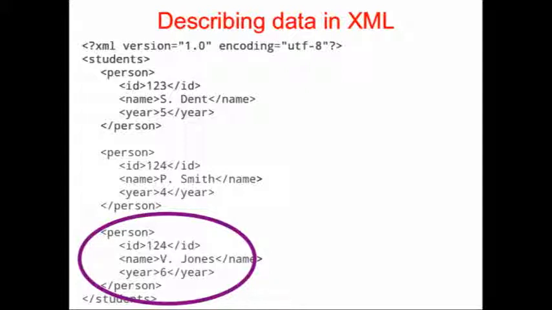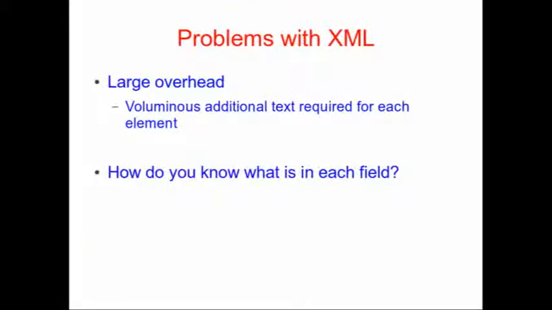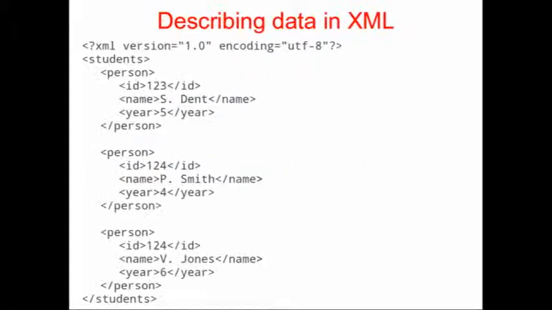This table also represents two problems with XML. The biggest criticism of XML is that it has a very large overhead. It requires a lot of additional text for each element in the field. Just taking a look at our XML file, we can see that we've got many lines of text and many additional characters simply to describe the students, their IDs, and the years that they're associated with.